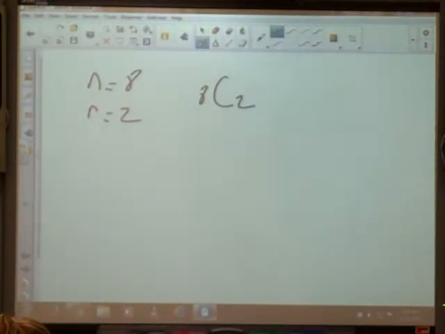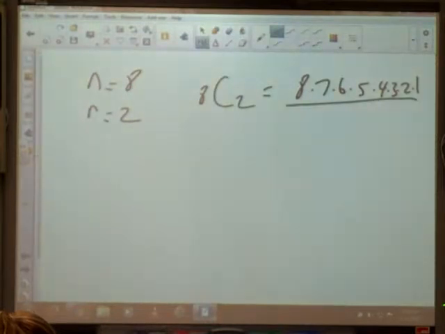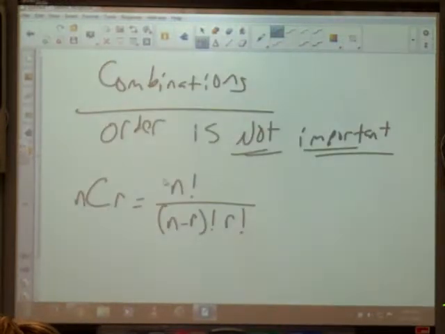Okay, so this would set up as 8 factorial over 8 minus 2 is 6 factorial times, then I have to do r factorial again. So 2 factorials there on the end, right? Alright, so 6, 5, 4, 3, 2, 1. Because the formula said to do r factorial right there. No, r is 2.